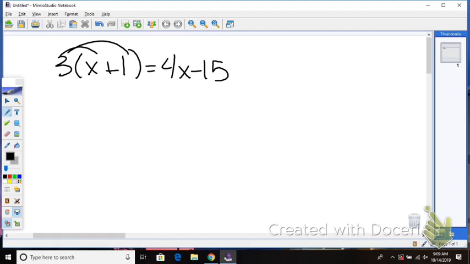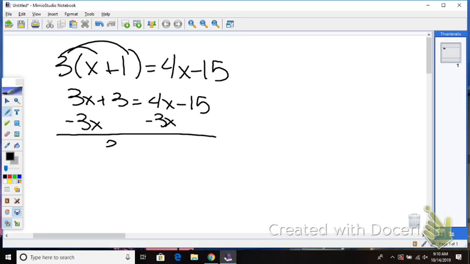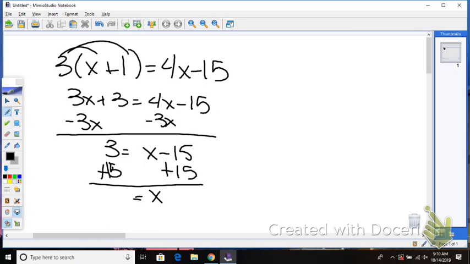Okay, first step here is to distribute our 3 in. So you have 3x plus 3 equals 4x minus 15. Do you want to move the 4x or the 3x? 3x. Okay, that's fine. You can do it that way, you just have to divide by -1 at the end. Add over the 15. So we get x is equal to 18.